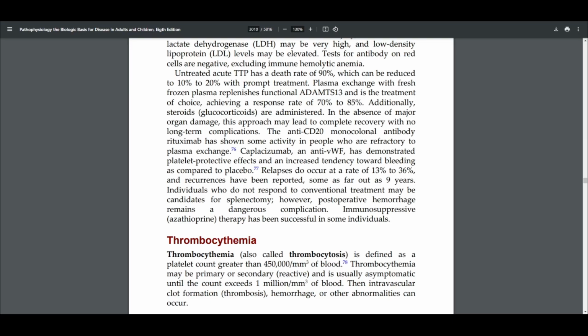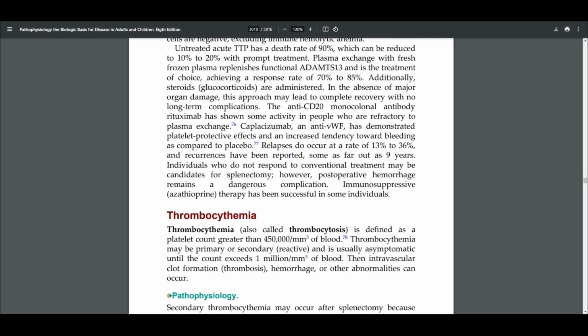Caplacizumab, an anti-von Willebrand factor agent, has demonstrated platelet protective effects, with an increased tendency towards bleeding as compared to placebo. Relapses do occur at a rate of 13 to 36%, and recurrences have been reported, some as far out as 9 years. Individuals who do not respond to conventional treatment may be candidates for a splenectomy. However, post-op hemorrhage remains a dangerous complication. Immunosuppressive therapy has been successful in some individuals.